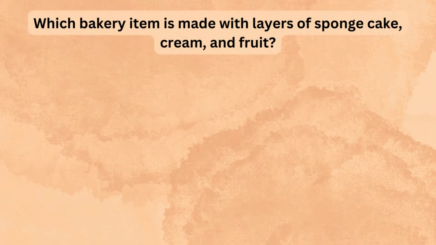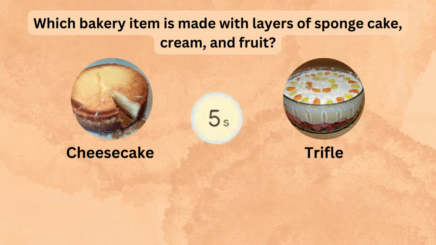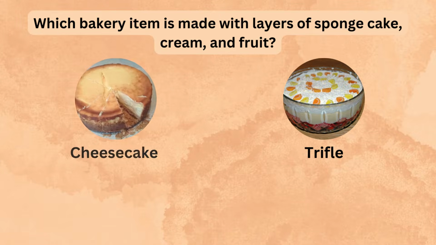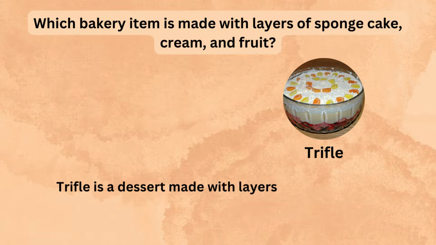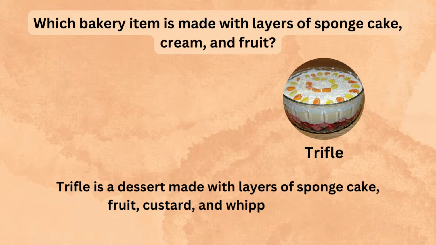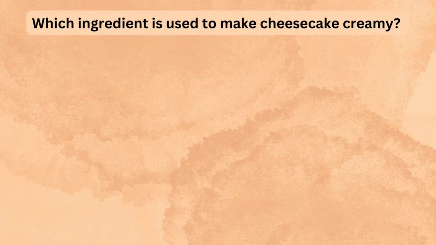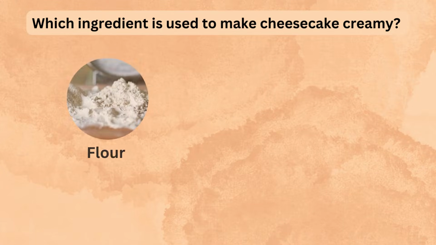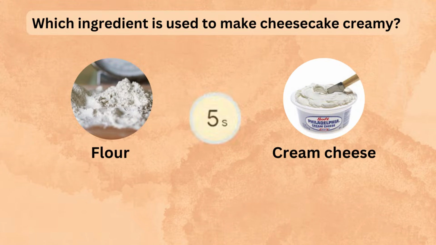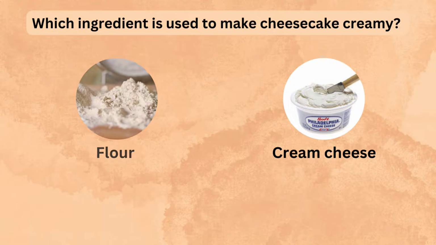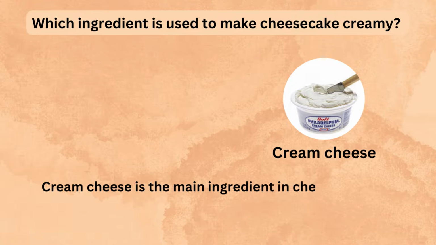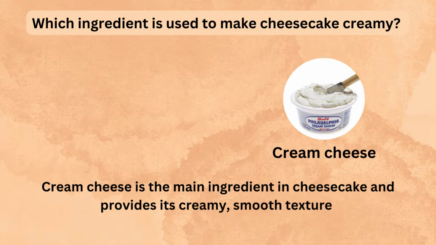Which bakery item is made with layers of sponge cake, cream, and fruit? Cheesecake or trifle? Trifle is a dessert made with layers of sponge cake, fruit, custard, and whipped cream. Which ingredient is used to make cheesecake creamy? Flour or cream cheese? Cream cheese is the main ingredient in cheesecake and provides its creamy, smooth texture.